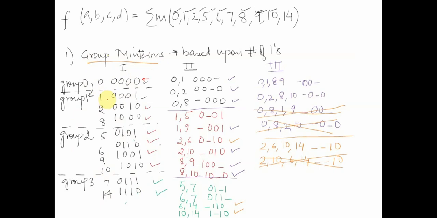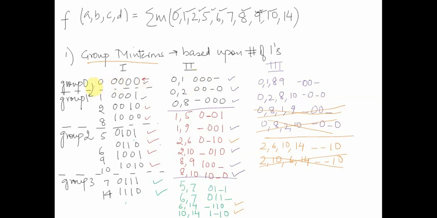Then we compared adjacent groups because there is a possibility of finding combinations which differ by only one digit. Based upon that we created column 2, where we had terms which differ by only one. It is the same fundamental phenomenon which we applied to K-maps also, where we said that we can combine adjacent squares having ones.